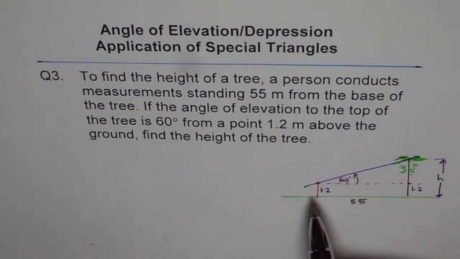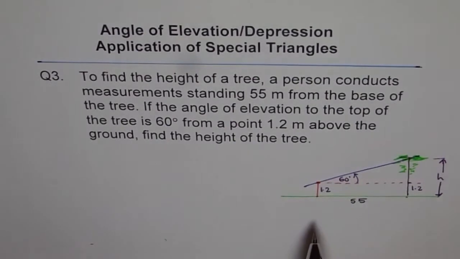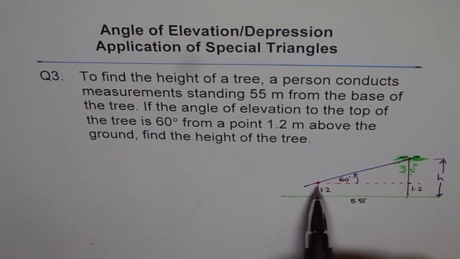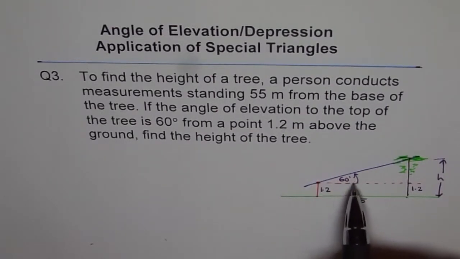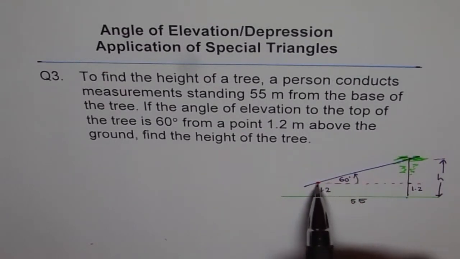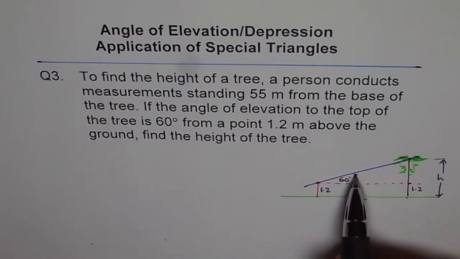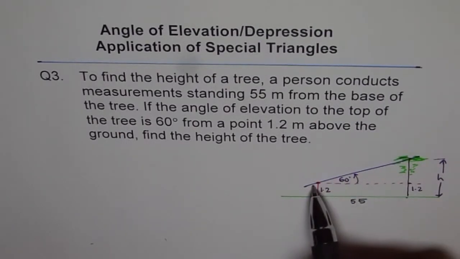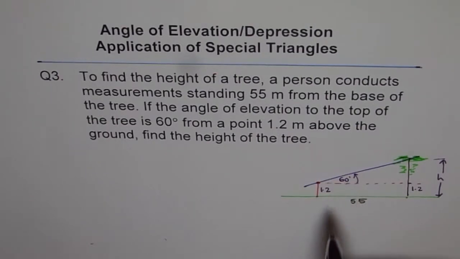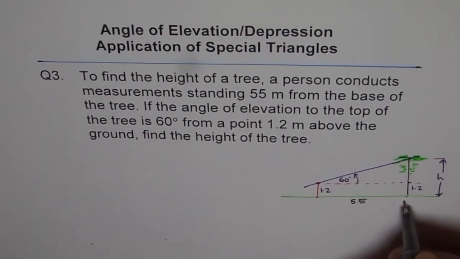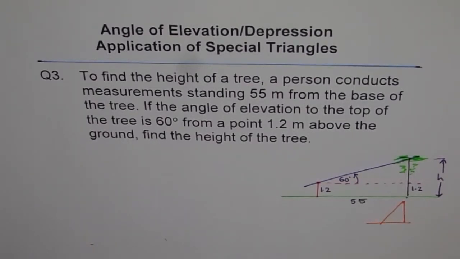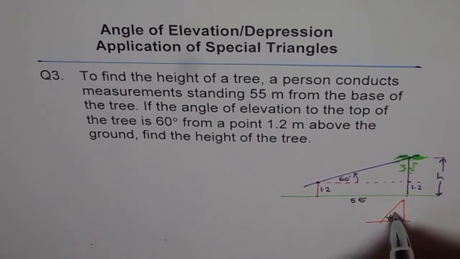So you see, there is a person standing 55 meters away from the tree, and that's the measurement. So probably the eye level is at 1.2 meters above the ground, and from there the angle of elevation. Angle of elevation is the angle which we see with the horizontal, always with the horizontal, right? So when you see in this direction, that's the ray, and from here with the horizontal, it makes an angle of 60 degrees. Now since we have 60 degrees here, let's draw our 60 degrees triangle also, and write down for the 60 degrees triangle what we have.